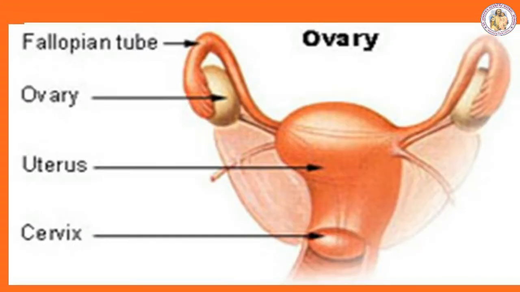Ovary. Ovaries are the female gonads located in the pelvic cavity of the abdomen. They secrete female sex hormones like estrogen and progesterone. Estrogen is produced by the Graafian follicles of the ovary and progesterone from the corpus luteum, which is formed in the ovary from the ruptured follicle during ovulation.